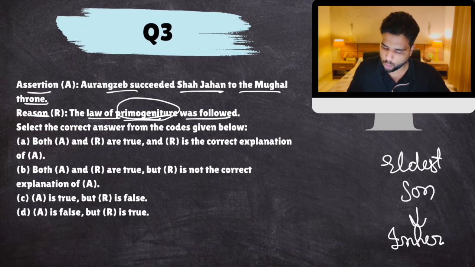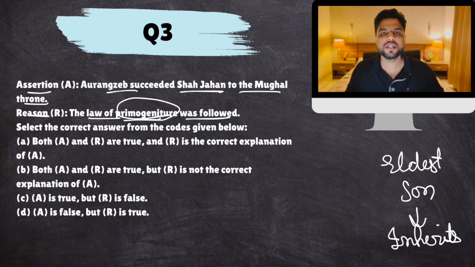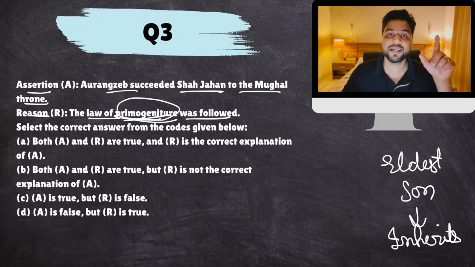The Mughals never followed the primogeniture system. Aurangzeb was the third son, as far as age is concerned, and the empire was not given to him. There was a civil war-like situation. Dara Shikoh and Aurangzeb fought a war, and the one who was victorious became the emperor.